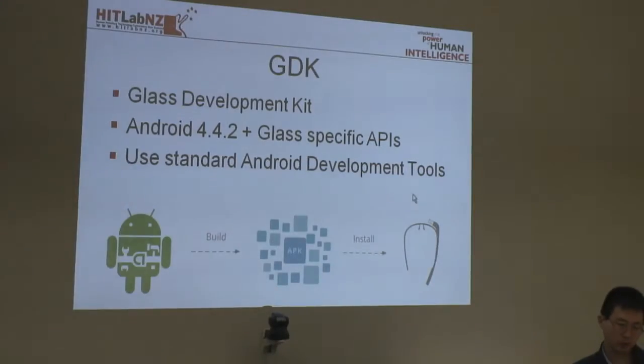Sorry about that. So it was initially 4.0.3. Now they updated to 4.4.2, which is KitKat plus Glass-specific APIs. And you basically use standard Android development tools such as ADT bundle, ADT with Eclipse, or, as you mentioned yesterday, you can also use Android Studio if you want.